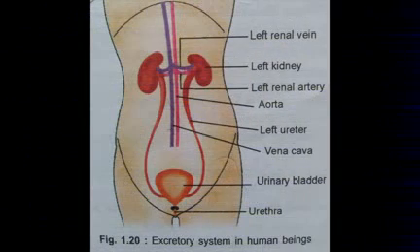In today's class, we'll discuss the process of excretion in living organisms. Before we start, what is excretion? What do we mean by excretion? Excretion is the biological process through which the waste products that are formed in the body due to its metabolic activities are removed.